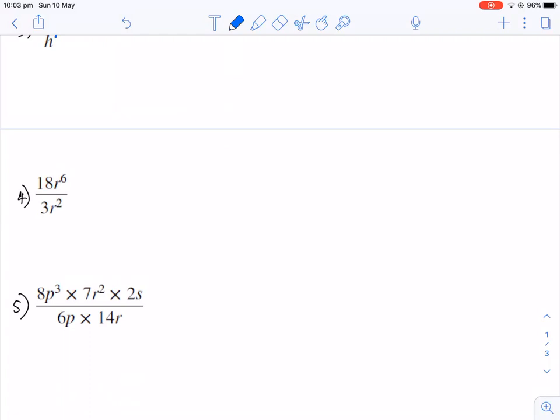Example 4. Now, we have r to the power 6 divided by r to the power of 2. With the variables, we're going to write down r to the power 6 take away 2. How about the numbers? The coefficients here, you divide as normal. 18 divided by 3 is 6. So your final answer is 6r to the power of 4.